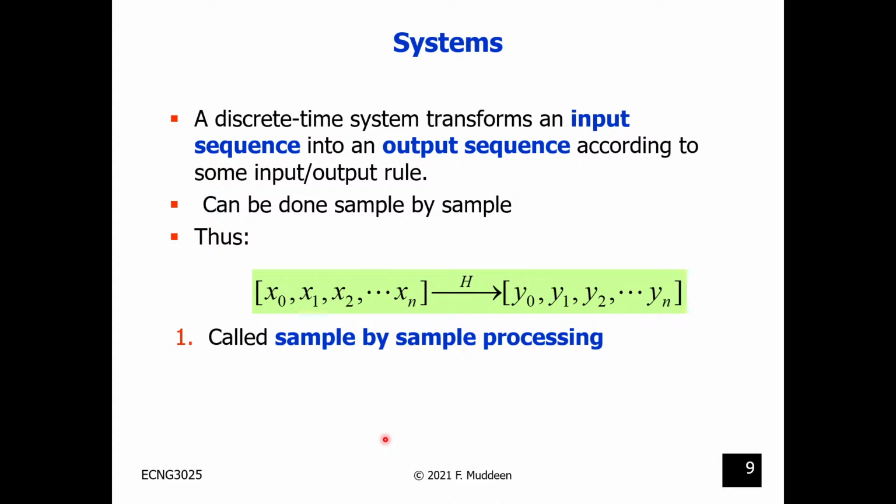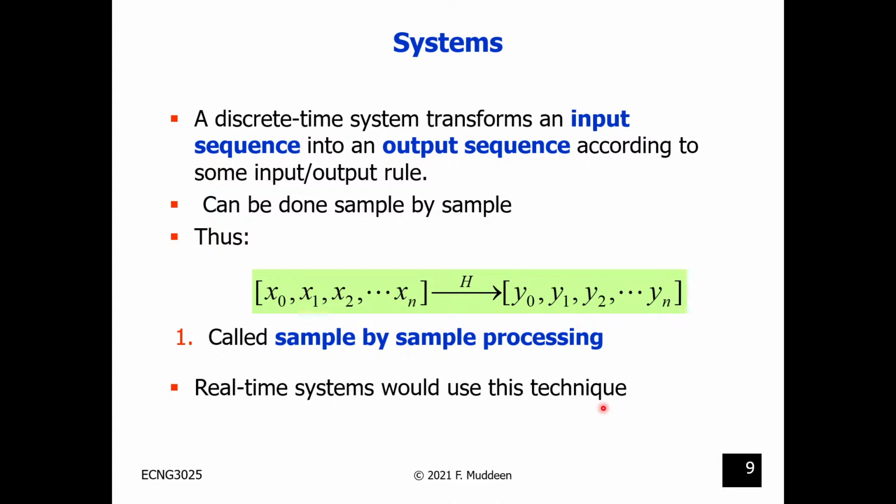where you take each instance of each sample and you process it one by one to produce your output sequence. So if we say x0 by h gives us y0, then x1 by h will give us y1, x2 by h will give us y2, and so forth. This is referred to as sample by sample processing or serial processing, because these samples need to line up and come in one by one in a serial fashion.